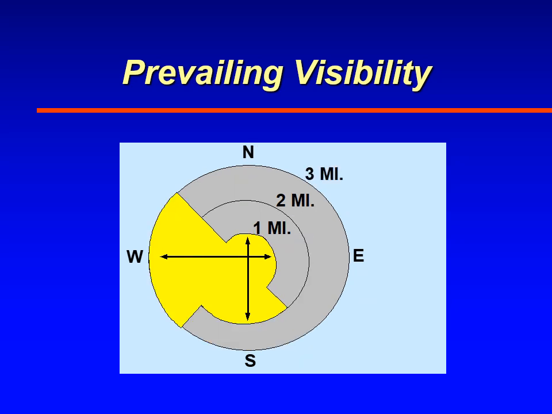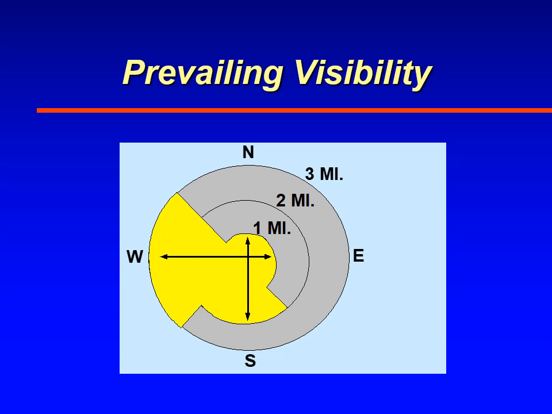Here's another example, and in this case, the greatest, or the outer ring, is 3 miles. To the west, you can see 3 miles, but to the south, you can see 2 miles. And then to the northwest, north, northeast, and southeast, you can see 1 mile reduced visibility.